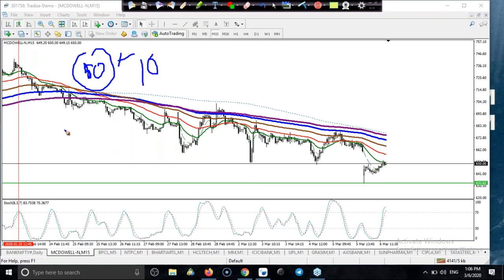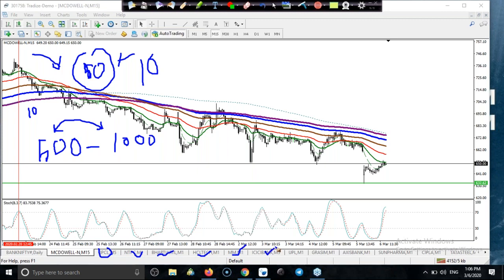Why? I just find out the range, 500 to 1000. Among the Nifty 50, stocks whose price is between 500 and 1000 number almost 7 to 8, but by taking 400 as well it will be 10 stocks. Here you can see my stocks: BPCL, NTPC, Bharti Airtel, HCL Tech, M&M, ICICI Bank, UPL, Grasim, Axis Bank, Sun Pharma, Cipla, Tata Steel. All within the Nifty 50 and in the range between 500 and 1000. Somewhere one or two stocks are less than 500, near about 400. So I'm focusing on these stocks only.